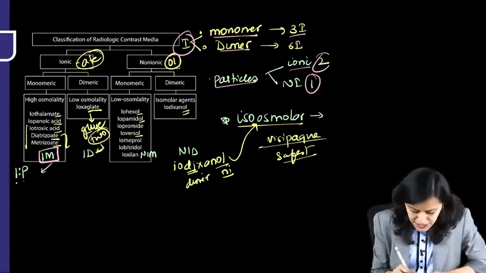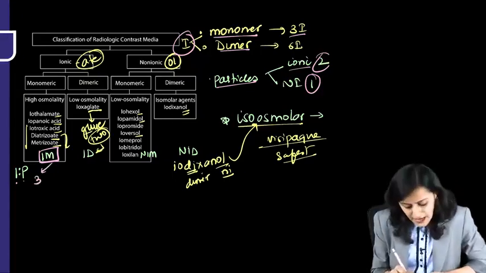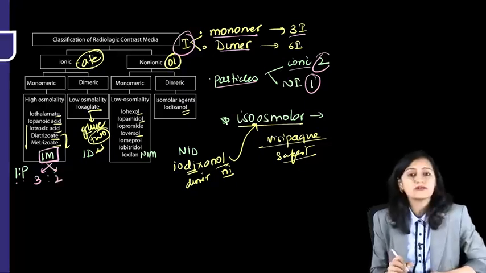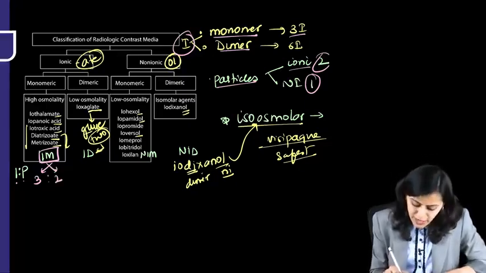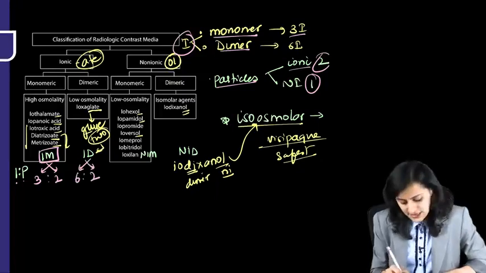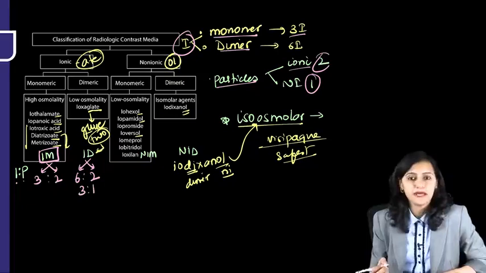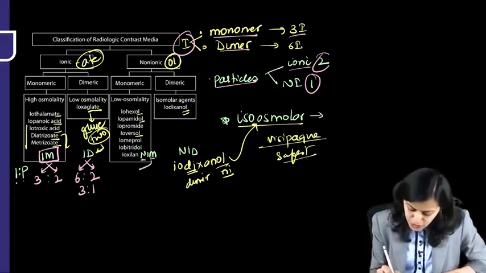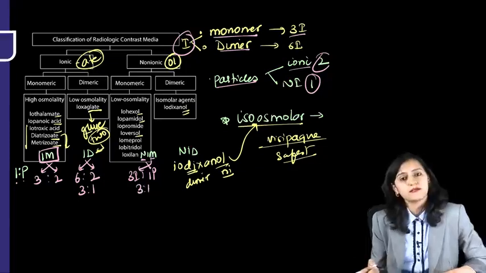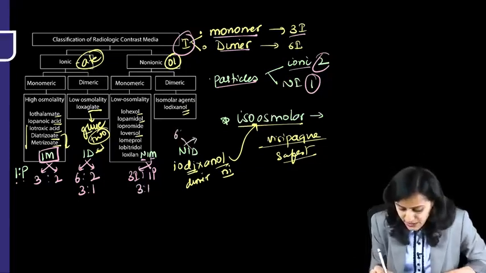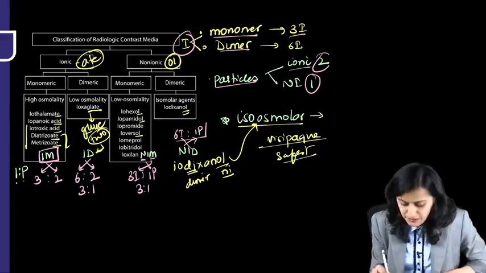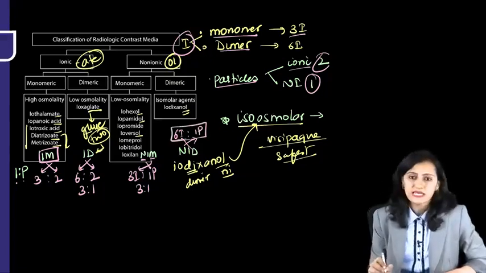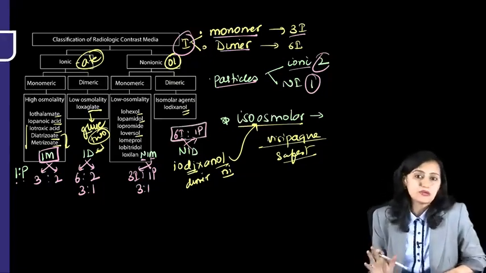So the number of iodine atoms in a monomer is 3, and ionic gives 2 particles, so this will be 3:2. Ionic dimer will give 6 iodine, ionic will give 2 particles, 6:2, that is 3:1. Non-ionic monomer has 3 iodine, non-ionic gives 1 particle, 3:1. Non-ionic dimer will give 6 iodine, non-ionic will give 1 particle, 6:1. So it is easy to identify the iodine particle ratio.